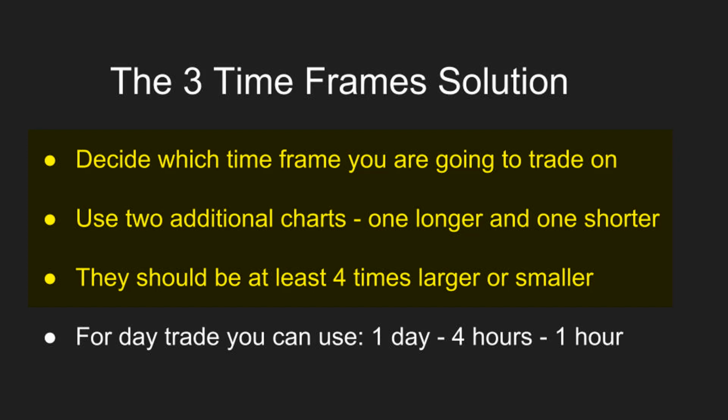For example, if you plan to leave your position open for at least 1 day, then your intermediate chart should be the daily chart. In such a case, your longer term chart would be a weekly chart, and the shorter term is a 4 hours chart. But because we are here to day trade, you can use the 4 hours chart as your intermediate chart. It means that you aim to keep your trade open for at least 4 hours. The longer term chart would be a daily chart, and the short term would be an hourly chart.